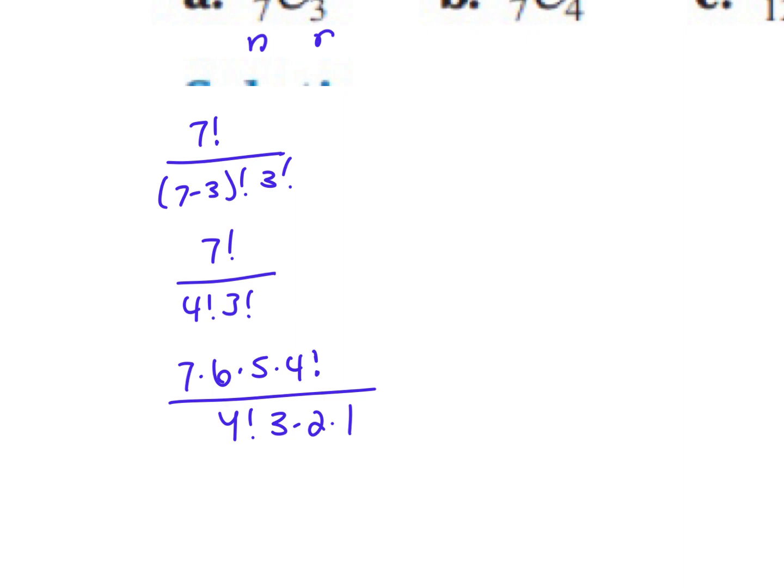Am I going too quickly? You guys okay? All right, so what's going to cancel automatically? Your 4 factorials. Now again, if you want to multiply numerator and denominator to simplify, that's fine. But I'm just going to say 2 goes into 2 once and 2 goes into 6 3 times. Anything else? No? How about 3 into 3? Yeah? And then you get 35.